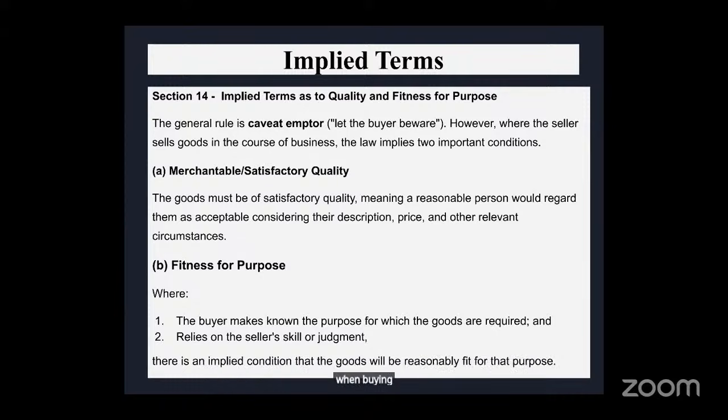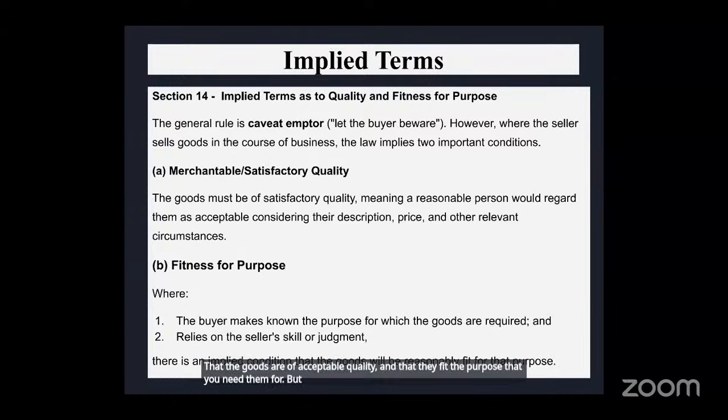So let me explain this. The general rule is that there is caveat emptor. Buyers beware. It's expected that if you go to the market to buy flour, the flour that is used for baking, or even to buy tomatoes, there is caveat emptor. You are supposed to do your due diligence, make sure that the goods are of acceptable quality, and that they fit the purpose that you need them for.